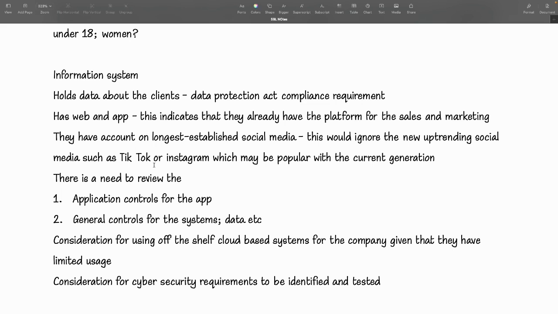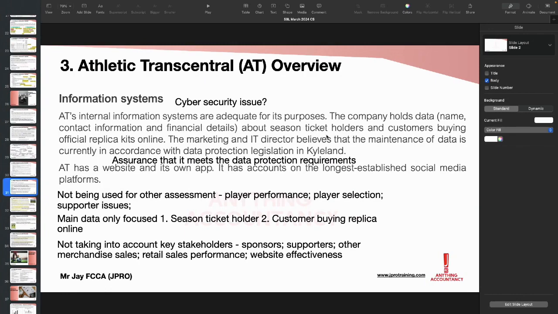The other one, they have an account on the longest established social media. Now, I don't know whether it's Facebook or which one they are referring to, but they may not be taking care of all the social media, which might be another problem. And they already have a problem: they don't have many youngsters interested in the game, so that might be something they have to consider doing. Okay, done.